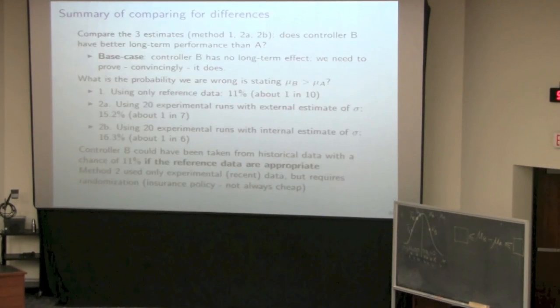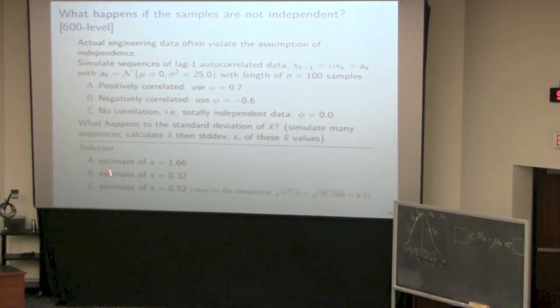Okay, let's resume this discussion. What happens if our samples are not independent? This is a topic for 600 level students, and there's a full example in chapter 2's exercises that you can work with. The key result from this discussion, and I won't go through it because it's fairly involved, is that when you have lack of independence in your data, your confidence interval becomes wider than it otherwise would have been.